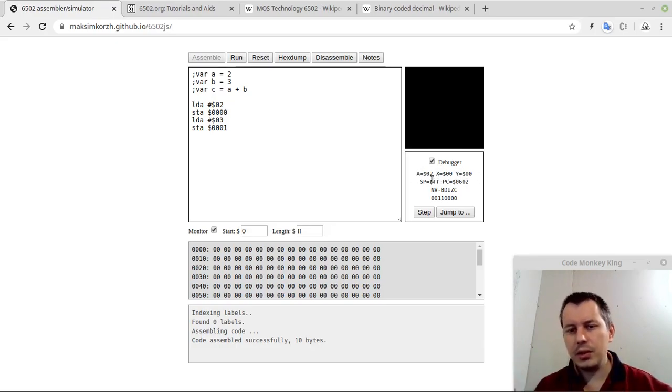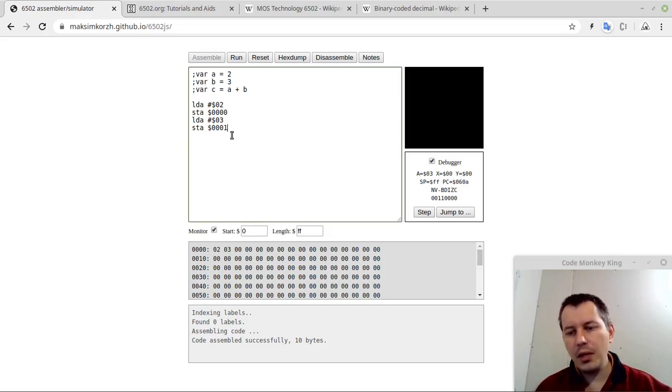Let's cover this a little bit later. So we just loaded the value of 2 to the A register, all right? And then watch here. The next step, we put whatever value we have in the A register to the memory address of 0000, which is here. And then the next step, we load the value of 3 into the A register. And the next step, we set this to the next memory cell, to the next byte, with the address of 0001.